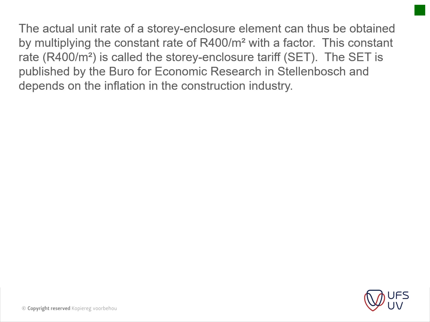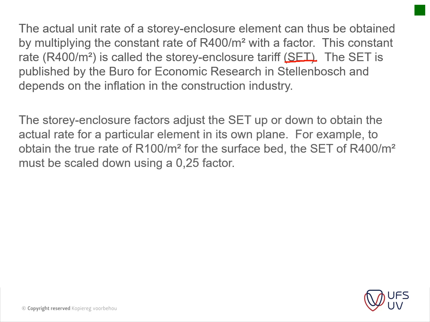Okay, the actual unit rate of a story enclosure element can thus be obtained by multiplying the constant rate of 400 Rand per square meter with the factor. This constant rate is called the story enclosure tariff, as spoken about last week. The tariff is published by the Bureau of Economic Research in Stellenbosch and depends on the inflation of the construction industry. The story enclosure factors adjust the tariff up or down to obtain the actual rate for the particular element in its own plane.